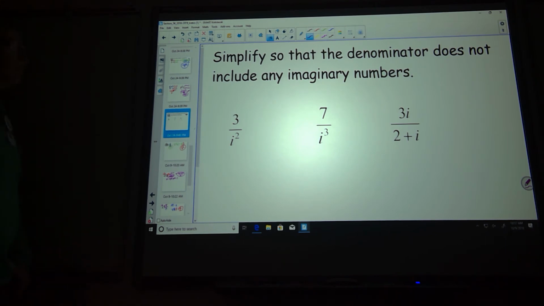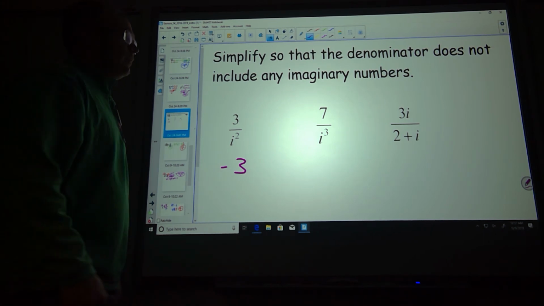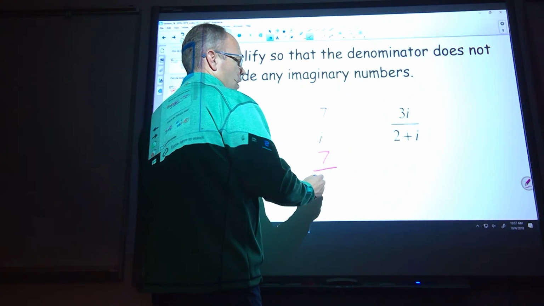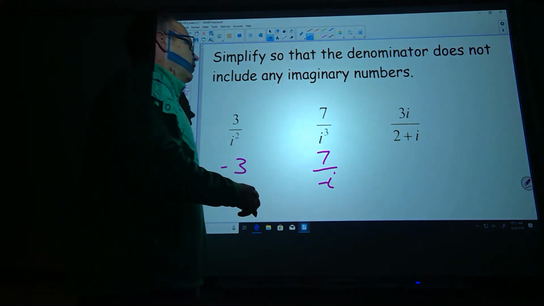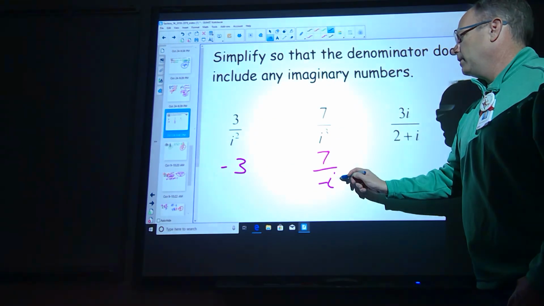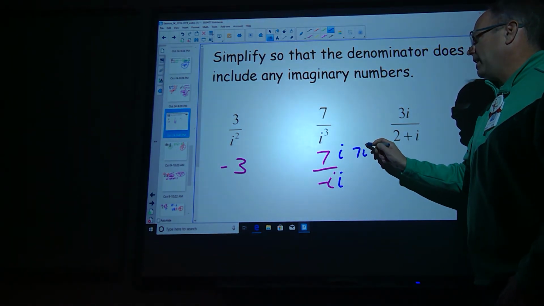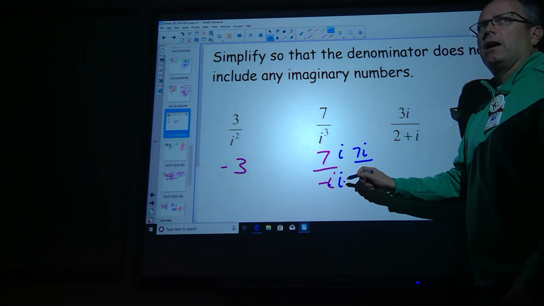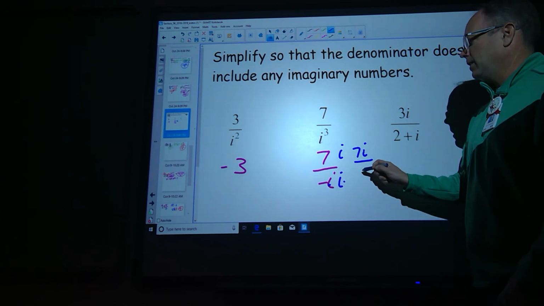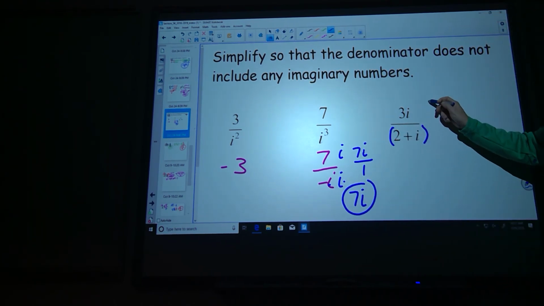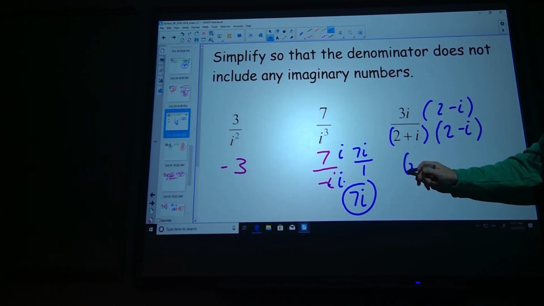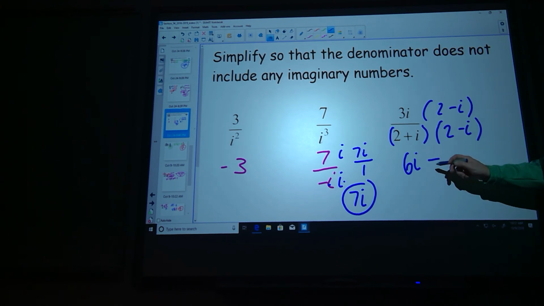i squared's what? -1. So this answer's -3. Yes. i to the third is equal to what? -1. No, it's negative i. I can't have an i in the denominator, so we're going to multiply both top and bottom by i. So then I get 7i on top. What's i times i? -1. -1 times that is 1. So my answer is just 7i. And then, almost done. 2 minus i. That's going to give me 6i minus 3i squared, so plus 3.